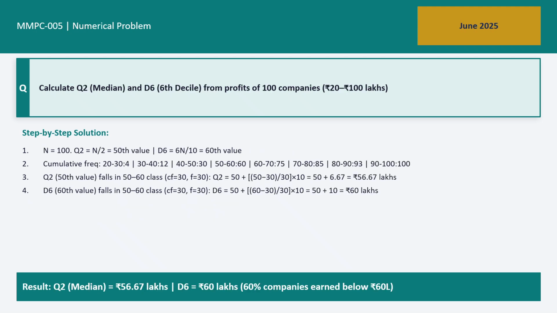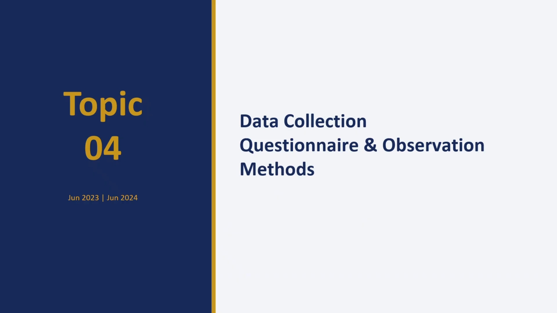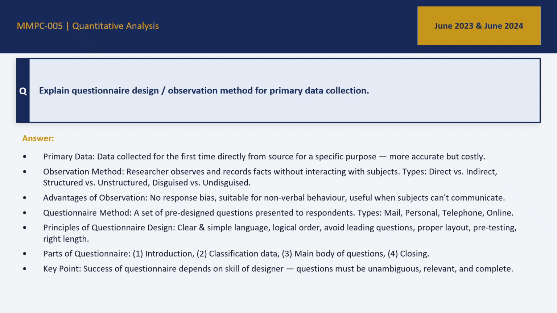Now moving to data collection methods. Primary data can be collected using observation or questionnaire methods. Observation involves directly recording behavior without interaction and is useful when subjects cannot communicate. Questionnaire method involves structured questions and must be designed carefully using simple language, logical sequence, and proper layout. Pre-testing is very important to ensure accuracy.